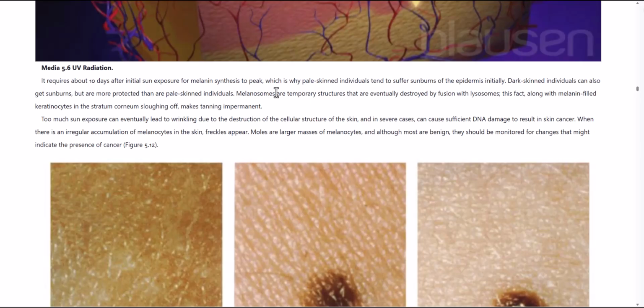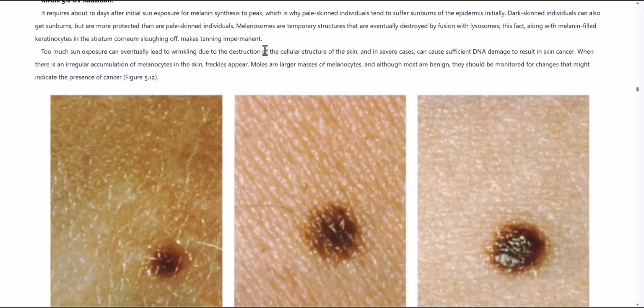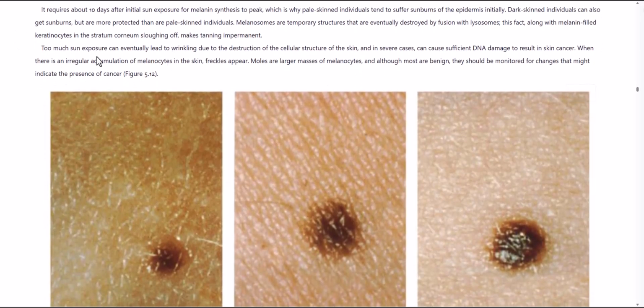So those melanosomes are just constantly putting out melanin, and that is what gives our skin its color. Now, if you get too much sun exposure, that's going to lead to wrinkling over time. But more significantly, those UV radiation situations actually can damage your DNA. And you know from our conversation that mutations to our DNA can lead to cancer. And we'll talk about skin cancer here toward the end of this chapter.